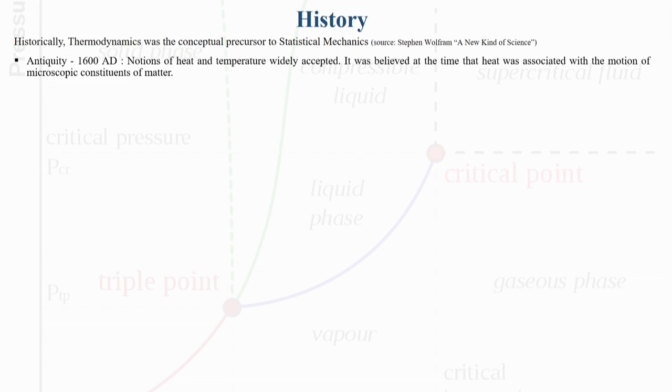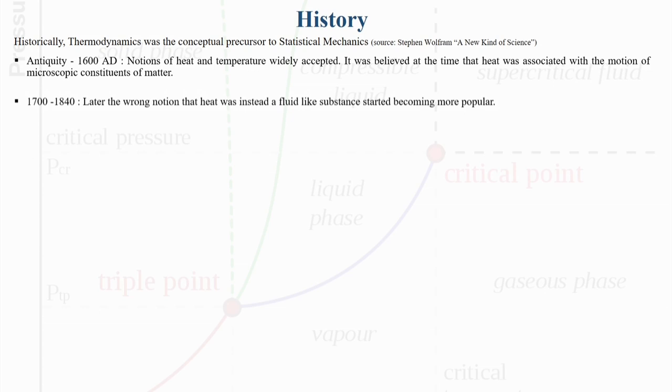So, as you very well know, the subject of thermodynamics was the conceptual precursor or predecessor of statistical mechanics. So, from antiquity up to 1600, the notions of heat and temperature were quite familiar to many thinkers. So, they kind of had a rough feel about what they were talking about. It was, for instance, believed at that time that heat was associated with the motion of microscopic constituents of matter. That was remarkable, since at that time no discoveries had been made about atoms. People did not know that matter is made of subatomic particles called atoms, and yet people correctly surmised that heat was associated with the motion of subatomic constituents of matter.